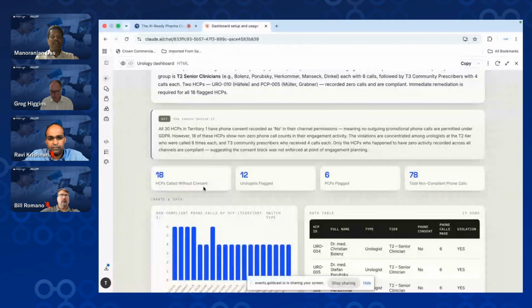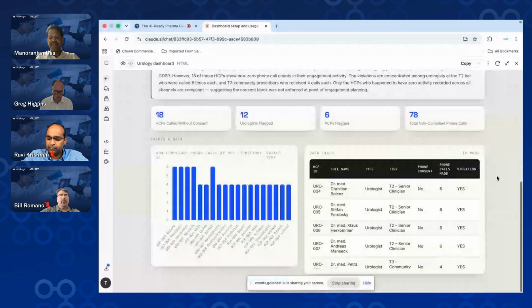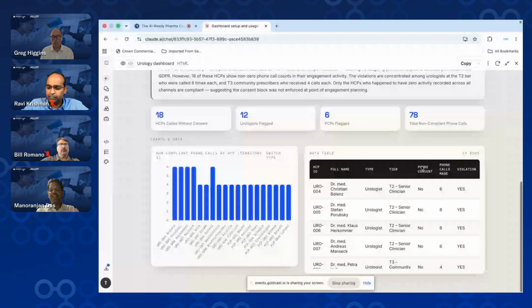18 HCPs were called without consent. That means 18 times the reps have called in territory 1 to HCPs who have not opted in, or who have not given consent for phone calls. If you want to see the details, I can. Here are all the details coming up.